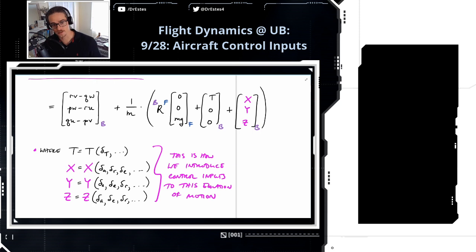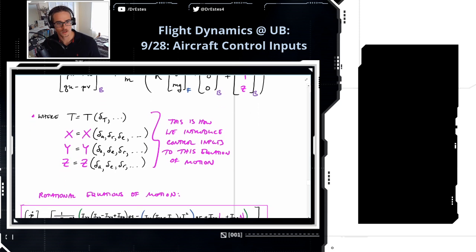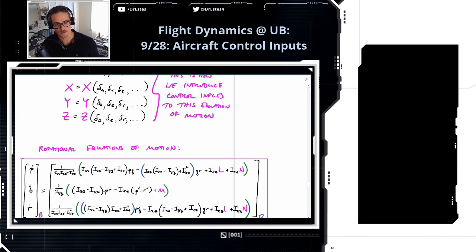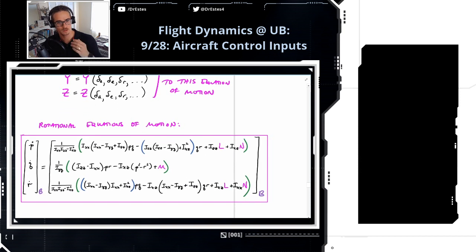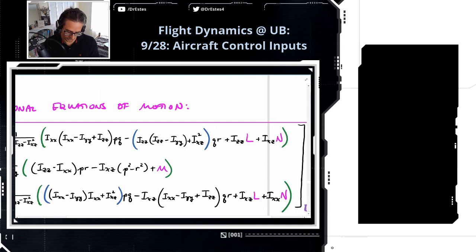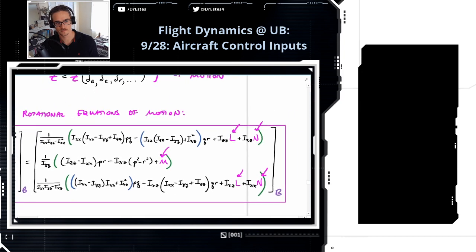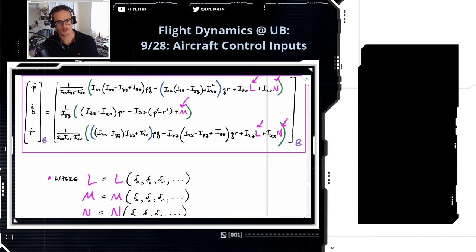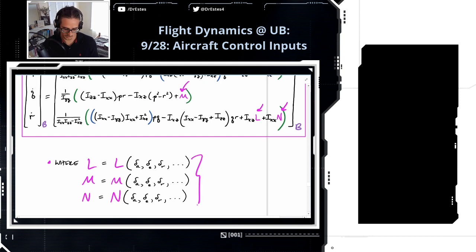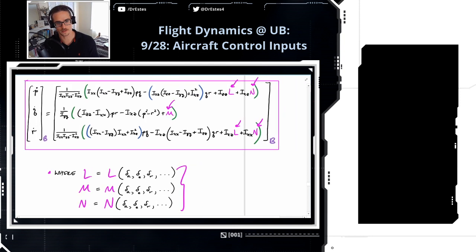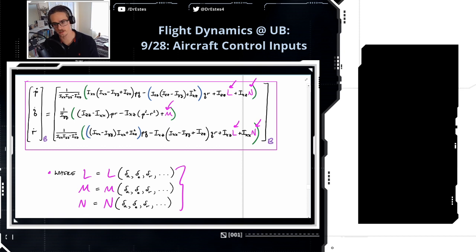Let's also go back to the rotational. And there's no way we're ever going to rewrite this. I mean, that's a lot. Okay, but notice we already did the work of our aerodynamic moments appearing in here. And once again, this is how our control inputs are showing up in this equation, because these are functions of control inputs.